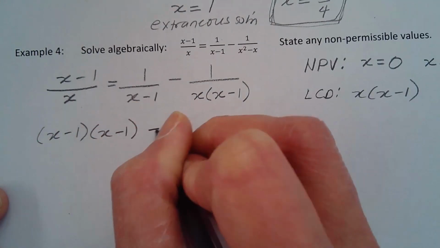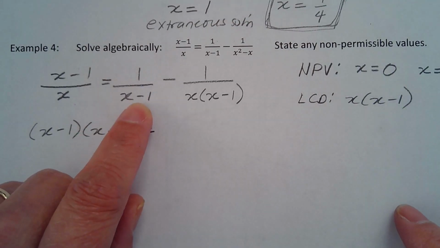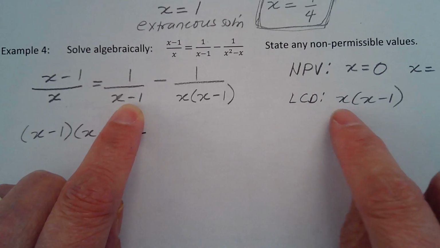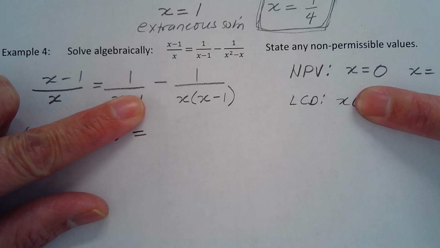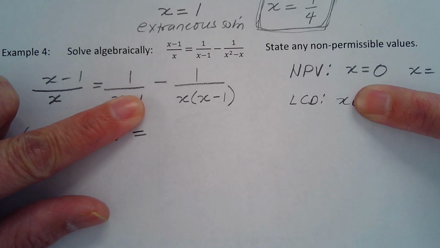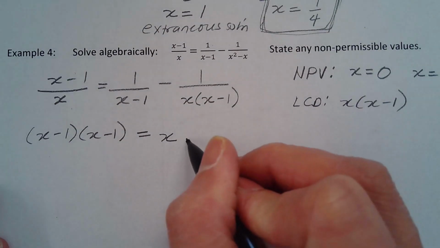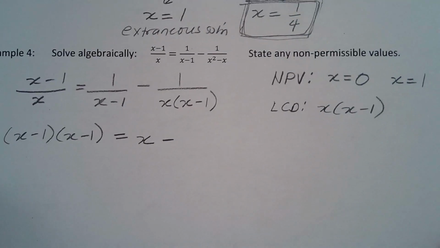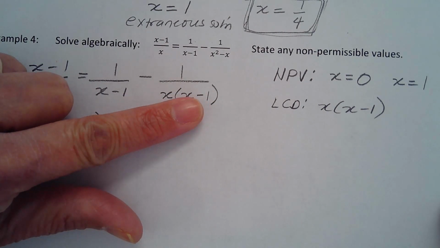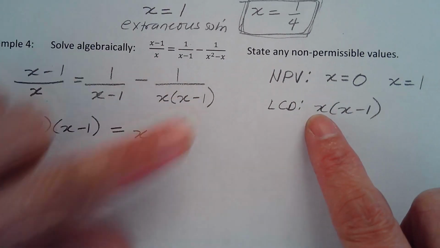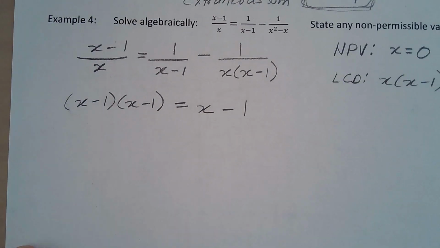Equals. Now if I take this part here, 1 over x minus 1, and multiply it with the LCD, the x minus 1 cancels, and we're left with 1 times x, which is x. Minus, okay, now this one looks like everything's going to cancel, right? If I multiply that part with the LCD, everything cancels, and we're left with just the 1. Yeah?